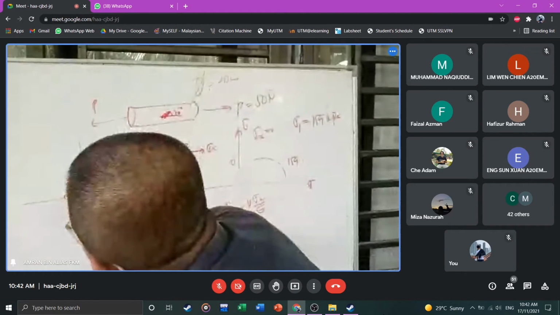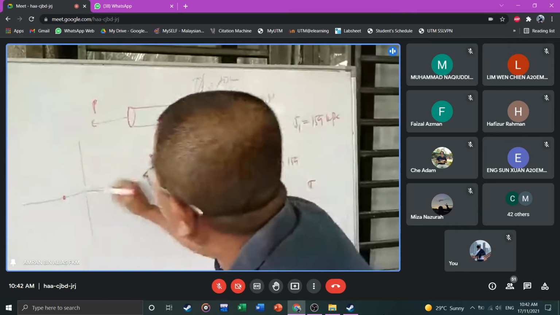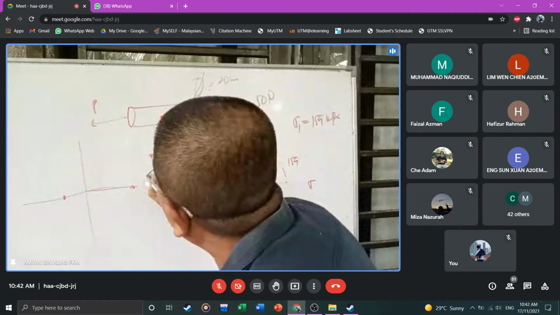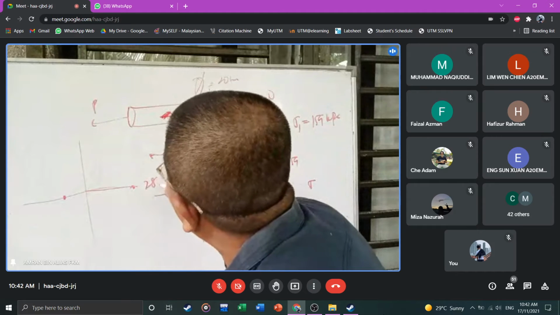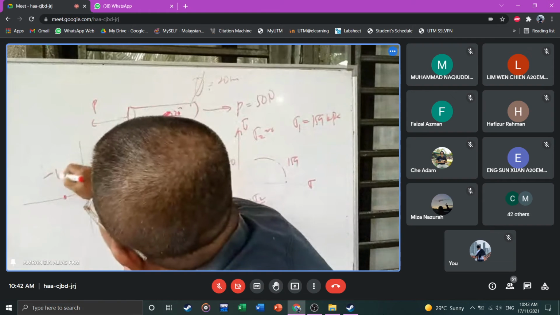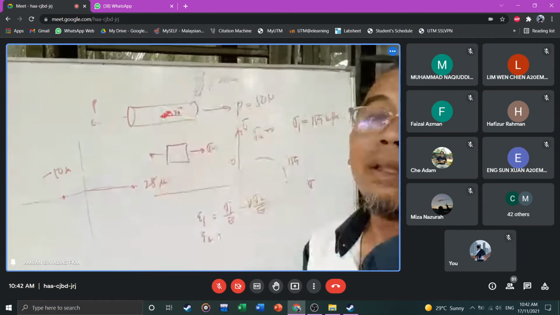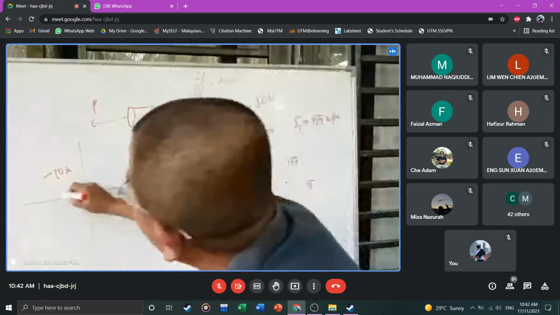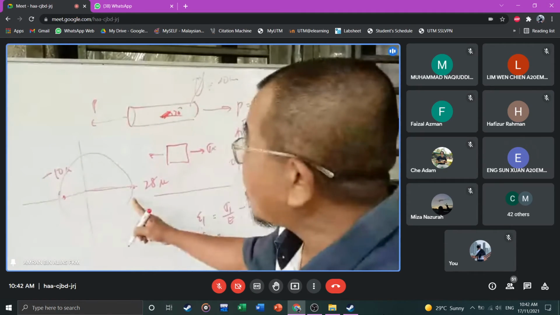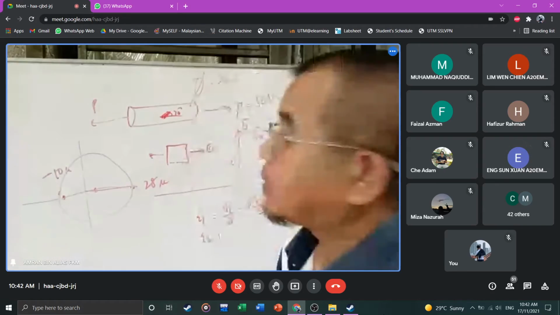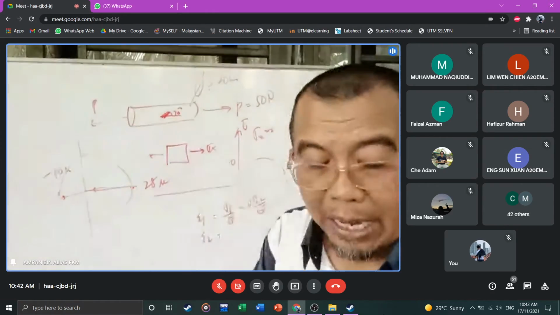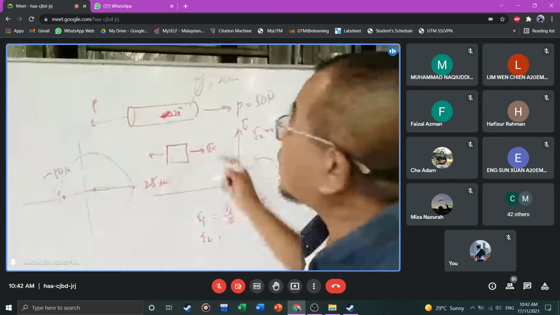So this is not 0. There's a value there. Let's say this value is 28 microstrain. This is minus 10 microstrain. Let's say. So you got a value there. You got a Mohr's circle now? Got a center now? Got. Now go back to the question.